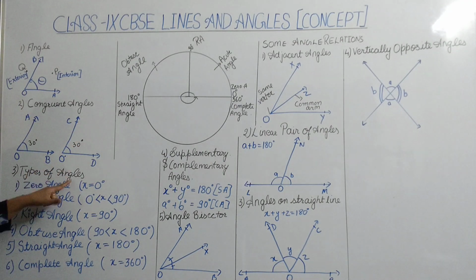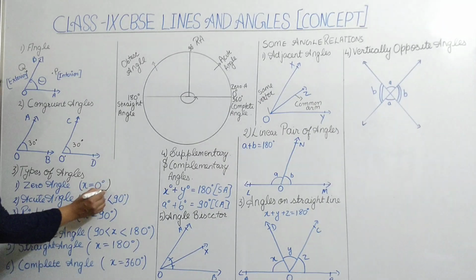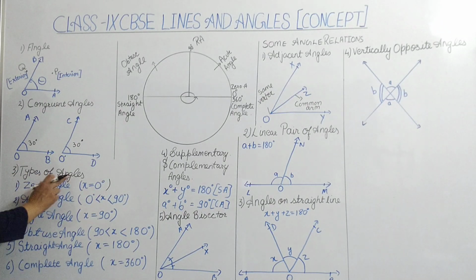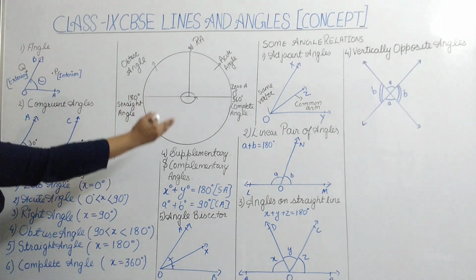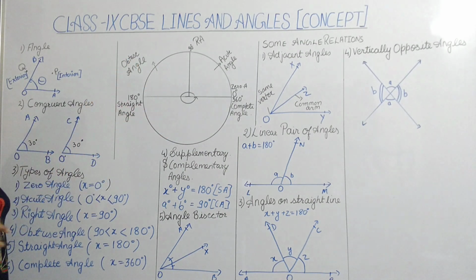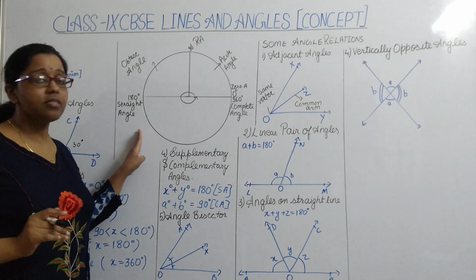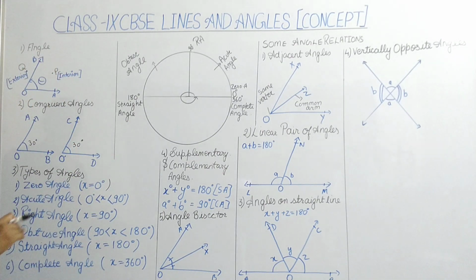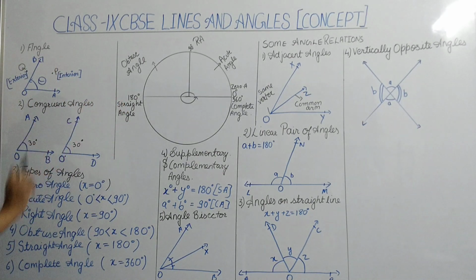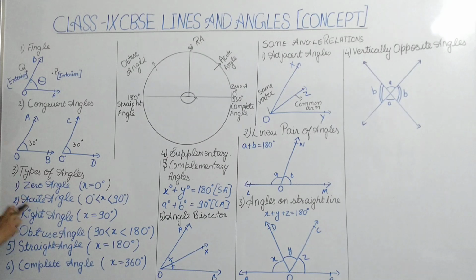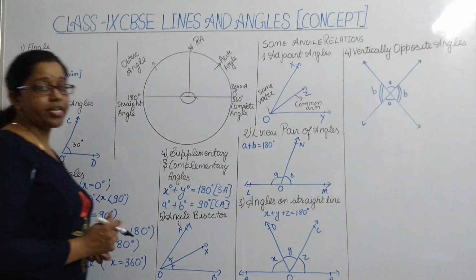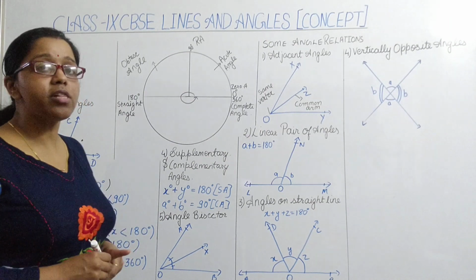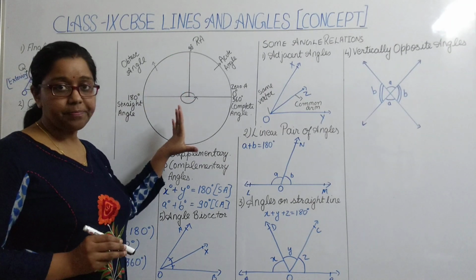Now moving to the types of angles. Zero angle. What is a zero angle? Here I have drawn a figure that I will explain using the circle. First of all we will see all the types, then we will understand what each is. First is zero angle, acute angle, right angle, obtuse angle, straight angle and the complete angle. Zero angle measurement is x equal to 0 degree. It is very easy to learn all the types of angles through the circle.